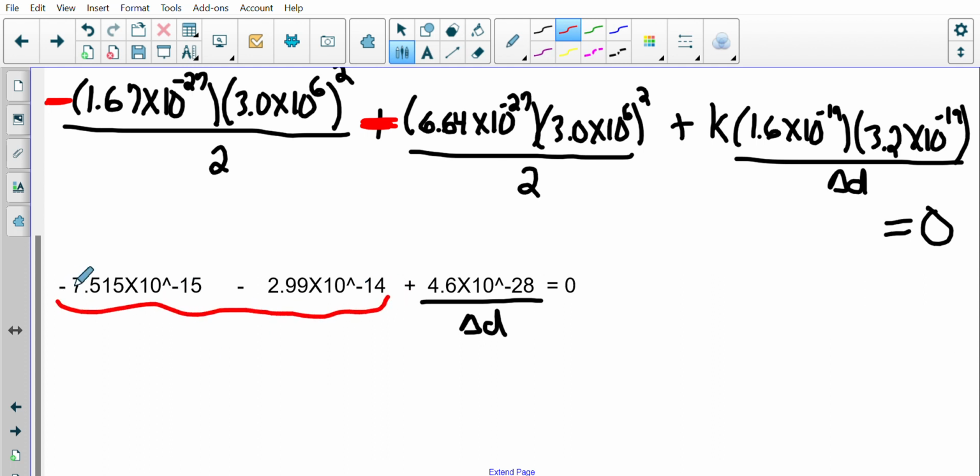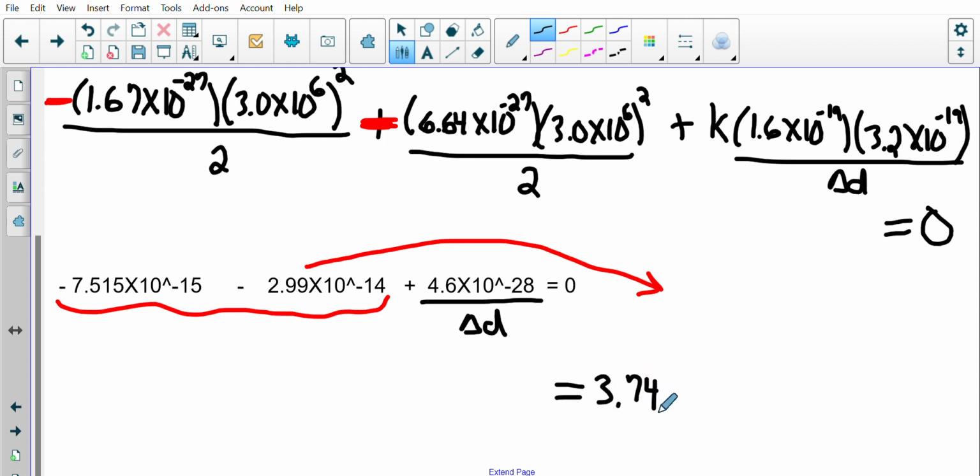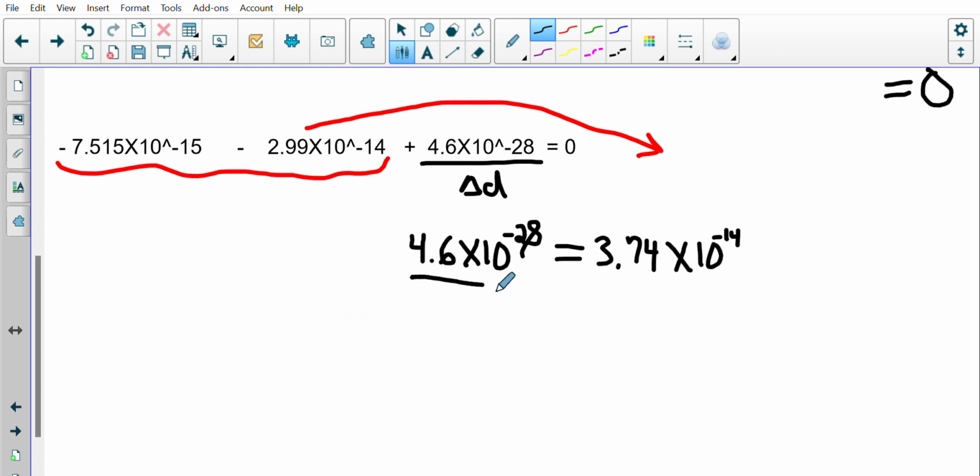All right, and then it's going to be negative, so we got minus 7.515 times 10 to the power of negative 15 minus 2.99 times 10 to the power of negative 14. It's going to be a negative number, so then I'm going to move it over to the other side so it becomes positive. All right, so that number, if I put them together, is 3.74 times 10 to the power of negative 14. I see a lot of math going on here. And again, over here on this other side, I got my 4.6 times 10 to the power of negative 28, and the delta D is in the bottom still.